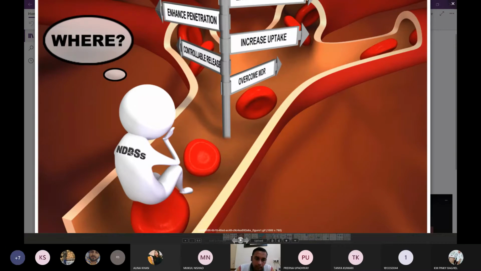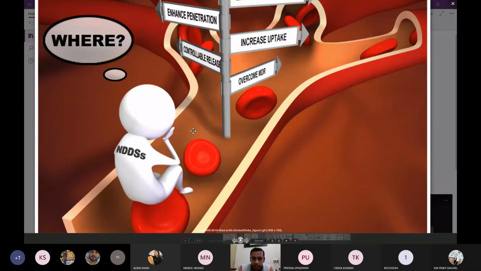Now what is the full form of NDDS? Novel Drug Delivery System. In simple terms, we are making our drug molecule in such a manner that it can cross all these barriers and reach the site of action. To make it qualified so that it can pass all these small areas, penetrate properly and reach the site of action, what are the things we can do?